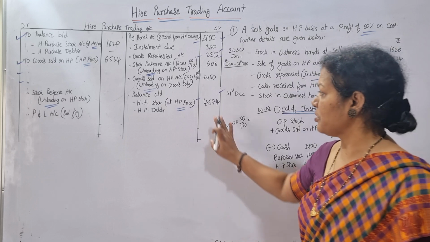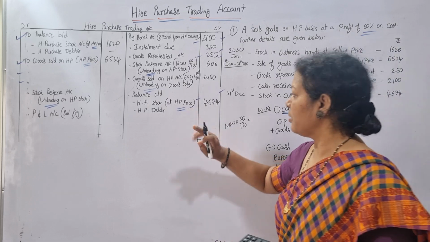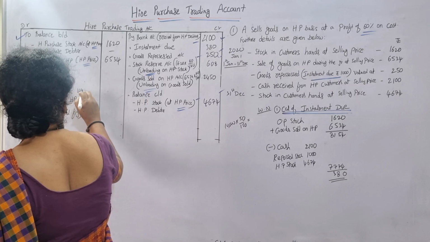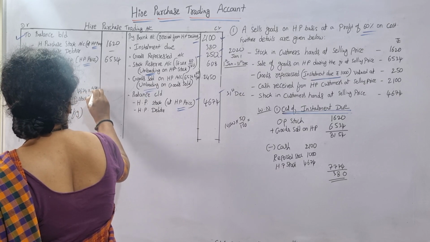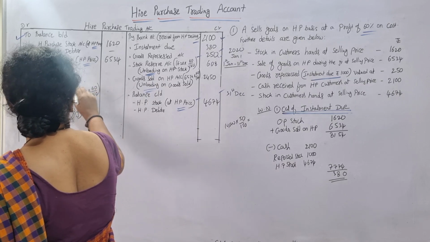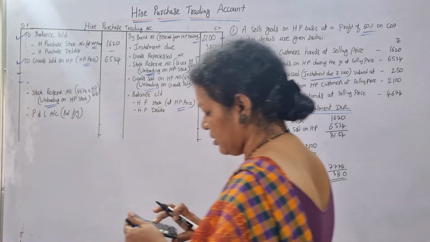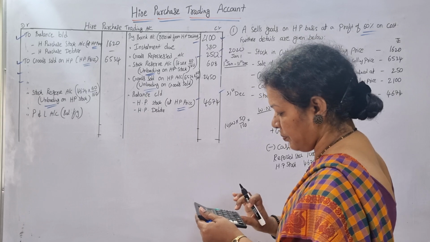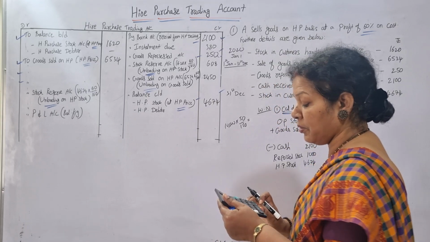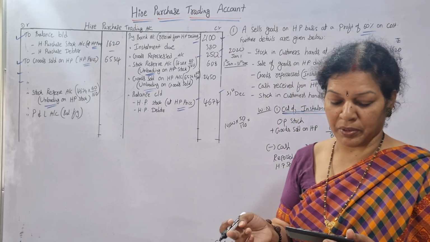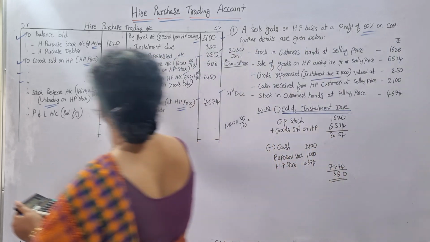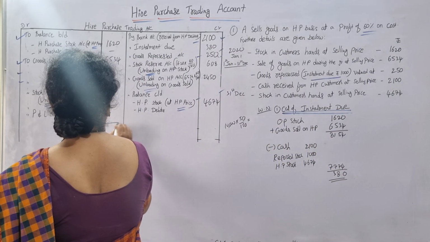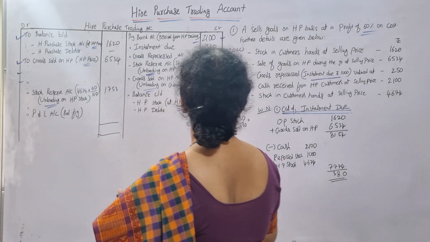What is that? Closing stock. This one, HP price, higher purchase price. This is 4674. 4674 into 60 by 160. This is 1752.7, which means 1753 we can take. 1753. Now we'll close this account.